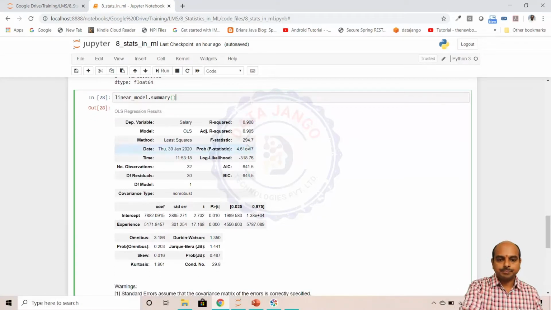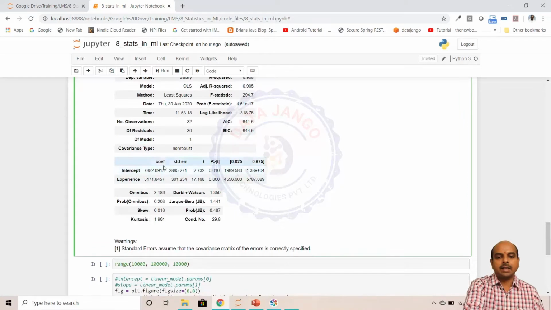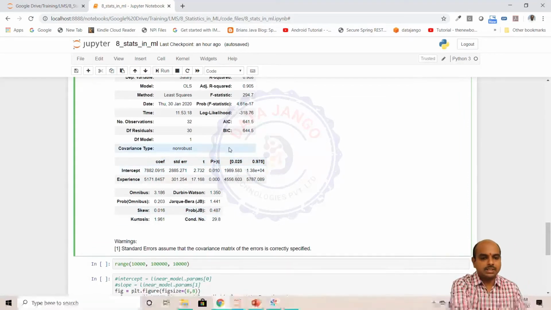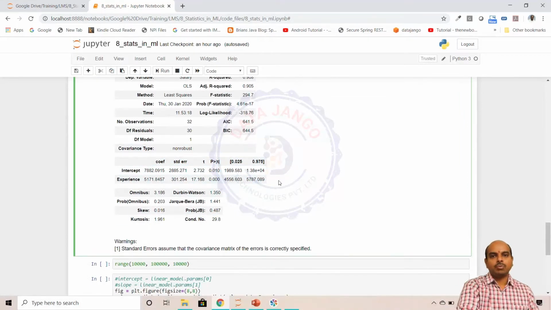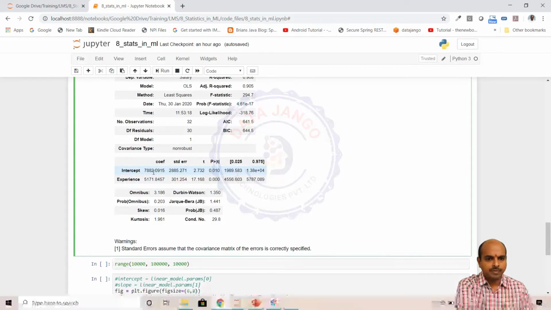Okay. So here we have got some more statistics like F score and F statistic, that's called ANOVA. And we'll see that in the inferential statistics part. And then if you look at this table, this is what I am interested in, because we have seen the confidence interval, standard error, p-value, t-test, all these things, right? So if you look at this, the coefficients are what? The intercept is 7882, that is theta 0, and the experience coefficient is 5171, that is theta 1.